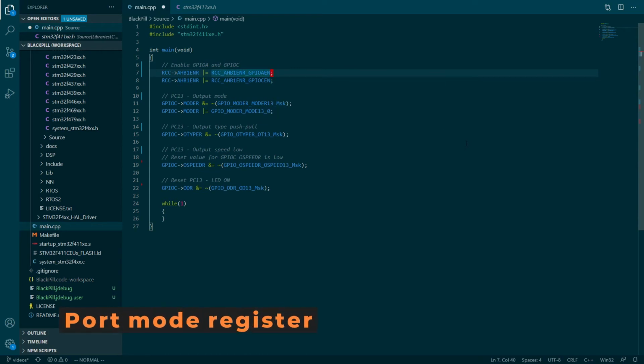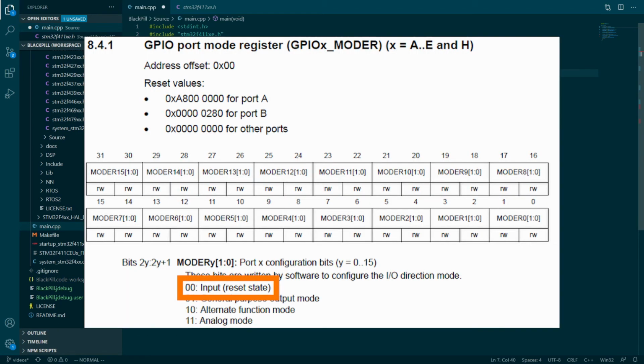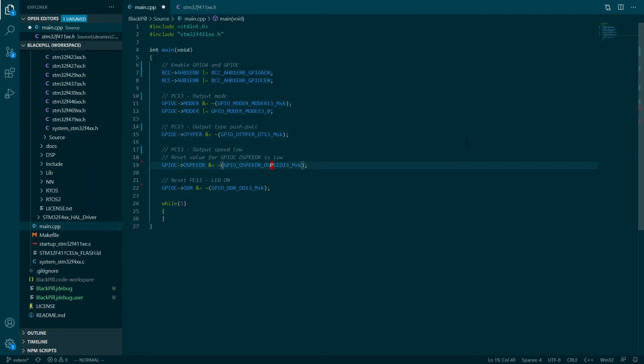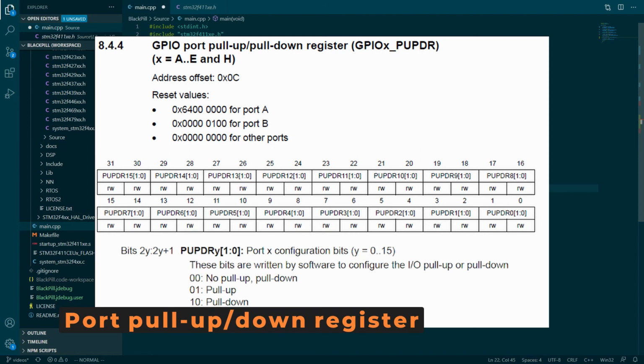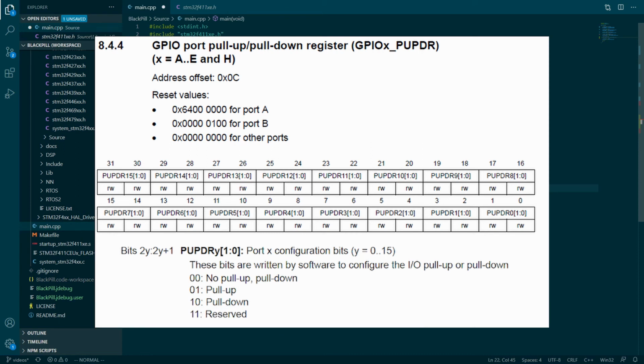Next we have to set the pin mode to input. As we remember from the previous video about GPIO outputs, pin mode is set using the MODER register by writing a 0 bit value to the proper bits. For pin PA0, these are bits 0 and 1. Additionally, we have to enable the previously mentioned pull-up register. For this, we'll use the pull-up, pull-down register. Enabling the pull-up register for the PA0 pin is done by setting bit value 1 to bits 0 and 1.